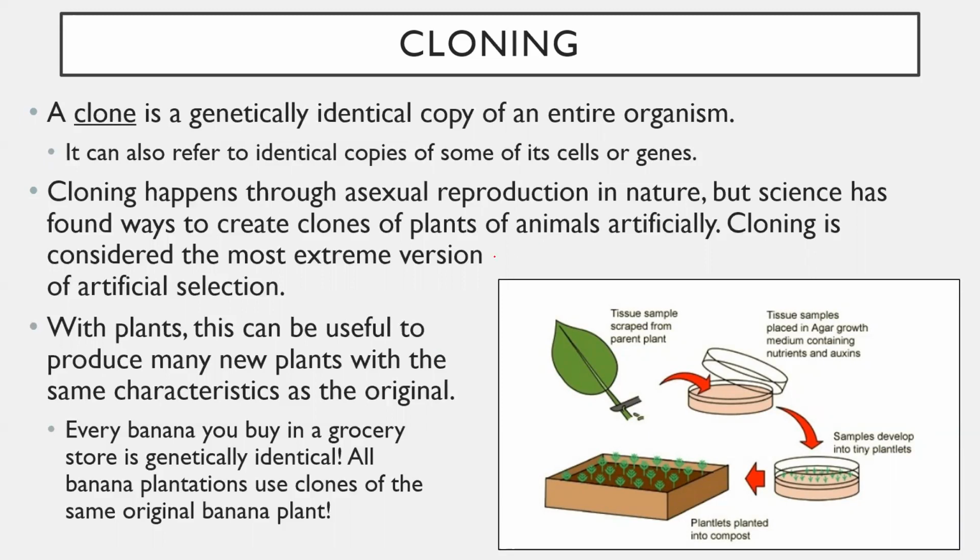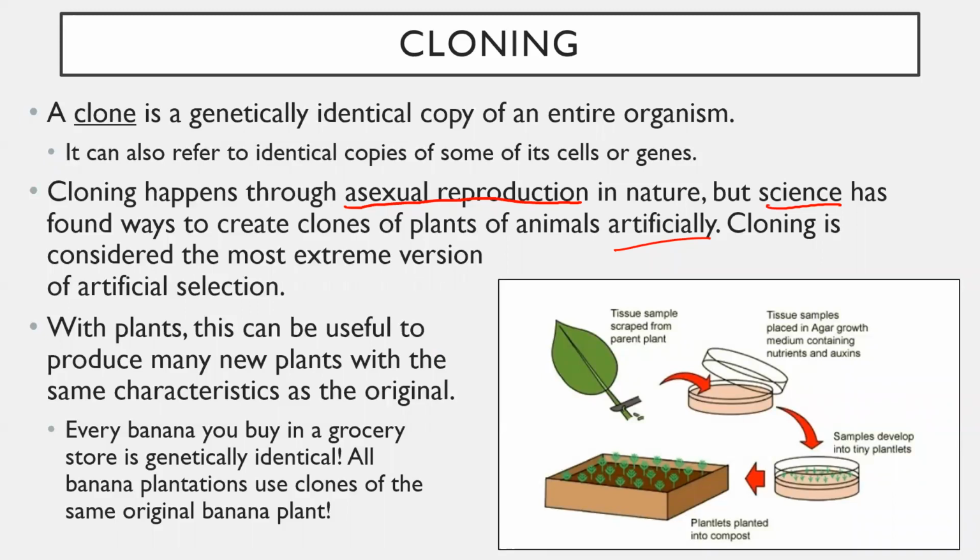Now, cloning happens through asexual reproduction in nature, right? And we've talked about that before. Certain things reproduce asexually, and that, of course, is a form of cloning. But science has actually found ways to create clones of plants and animals artificially. So in other words, in a laboratory. Cloning is considered the most extreme version of artificial selection.